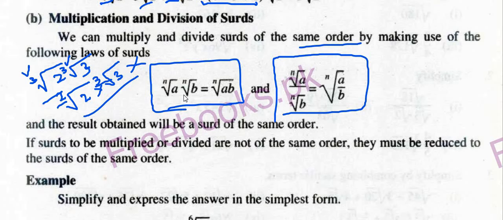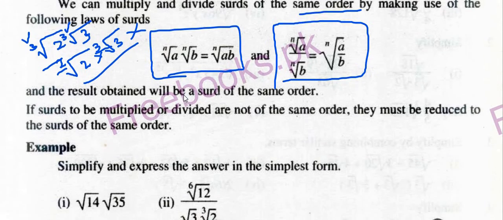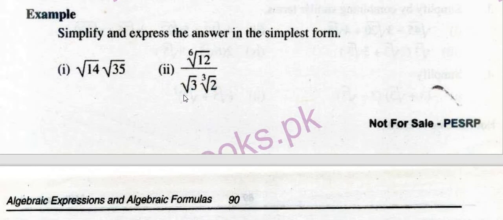If surds to be multiplied or divided are not of the same order, they must be reduced to surds of the same order. If some surds are of different orders, you can reduce them to the same order and then simplify. Example number 1.